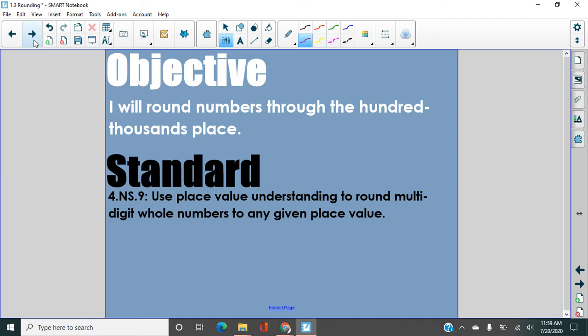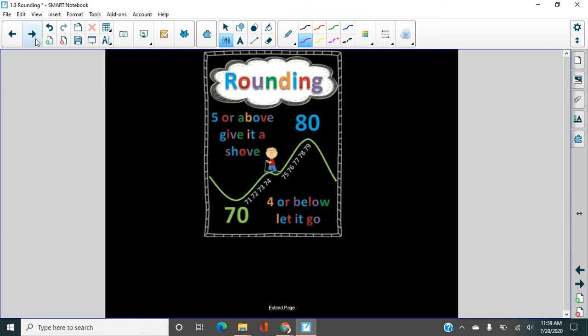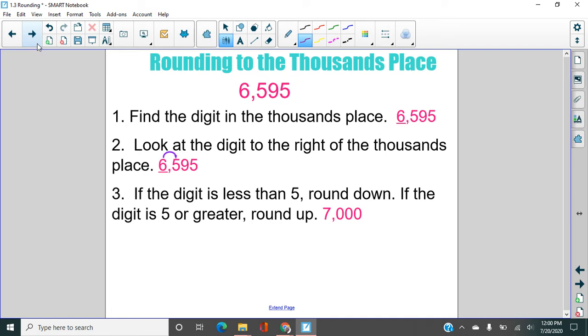So, our goal today, our objective, is to round numbers through the hundred thousands place. And that standard is right here: using place value to round multi digit numbers. Now, one key little rhyme that you can remember when rounding is: five or above, give it a shove. I'm going to show you what that means as we go. So look at these numbers. Here's 70, here's 80. So here we have 75, 6, 7, 8, and 9. Those numbers are all 5 or above in the ones place, so they're going to get shoved up to 80. And as we go through some examples, I'll show you what that means.